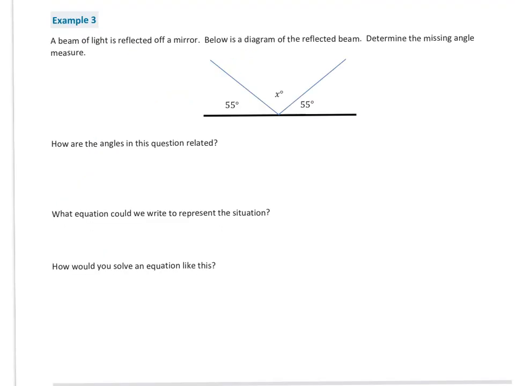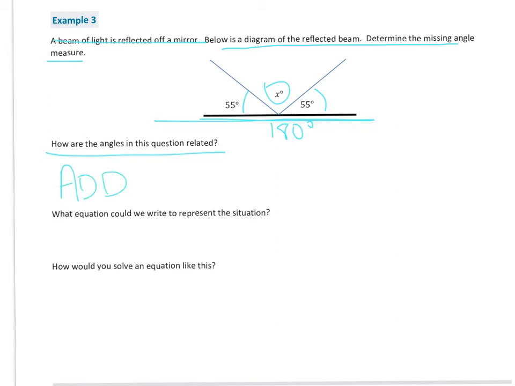So a beam is reflected off a mirror. Below is a diagram of the reflected beam. Determine the missing angle measure. Well, let's see. We know this whole thing here, this flat line, is 180 degrees. And then we have 55 out and 55, and whatever's left is x. So how are the angles in this question related? They all add up to 180.